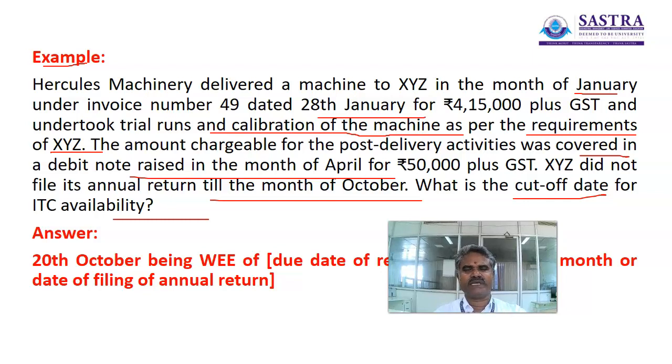So 180 days from the 28th January, or the due date of return for the month of September, or the date of filing the annual return, whichever is earlier. The annual return was filed in the month of October. Due date for return for September month or date of filing, whichever is earlier. The date of filing the return is October, so whichever is earlier.